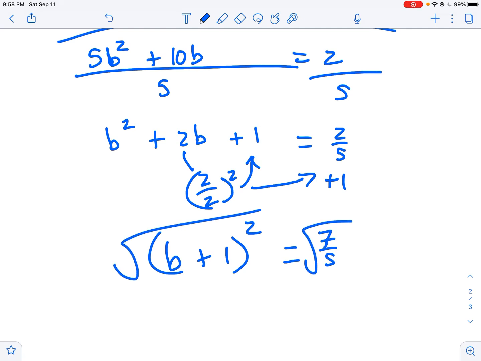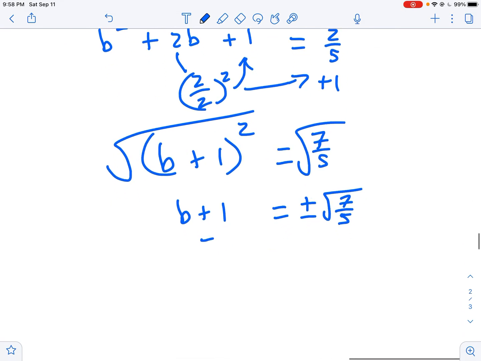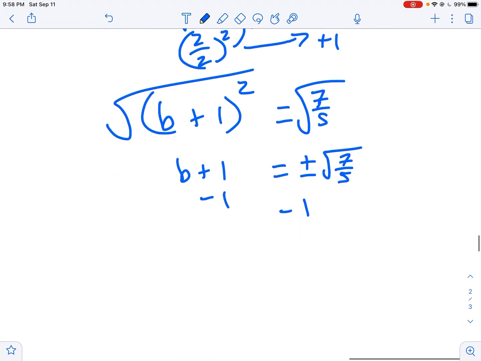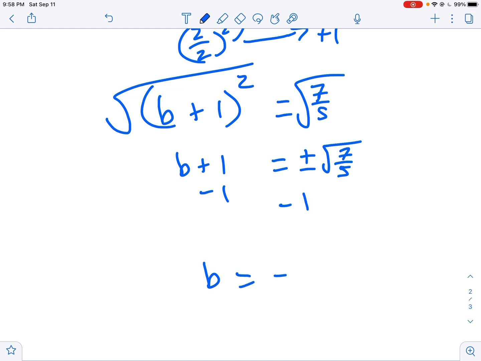Now we can square root and get b plus 1 is the positive or negative version of the square root of 7/5. And we're going to subtract 1. And now we got b is negative 1 plus or minus the square root of 7/5. Ta-da! We did it! That's it!